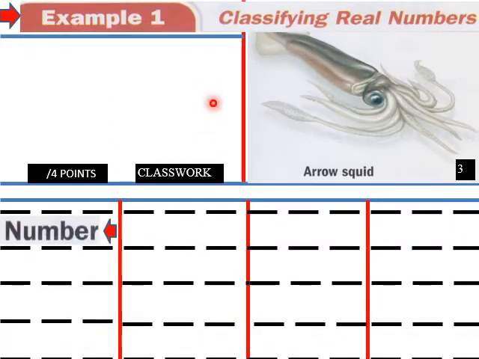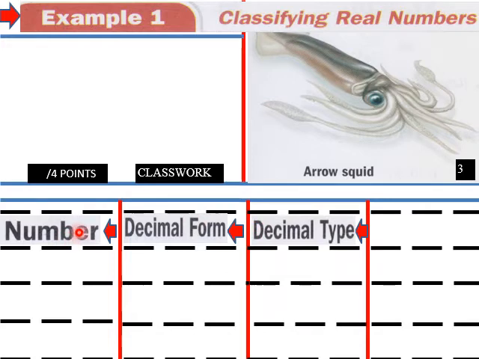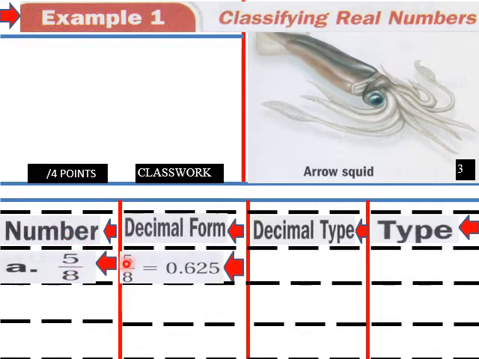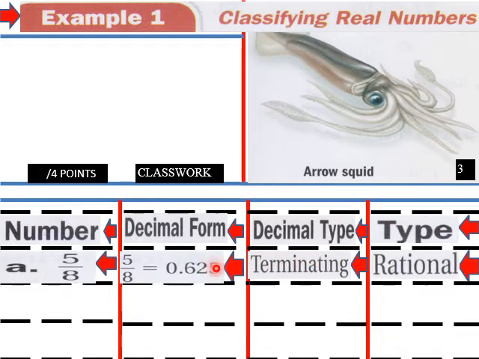In this situation here of classifying real numbers, we have a table, a cool table here, example 1. We have numbers, decimal form, decimal type, and then type of number that it is. So we're going to go through and analyze some numbers here. So 5/8, that's the number. In decimal form, it's 0.625. Decimal type is terminating, it terminates here. And then the type, it's a rational.